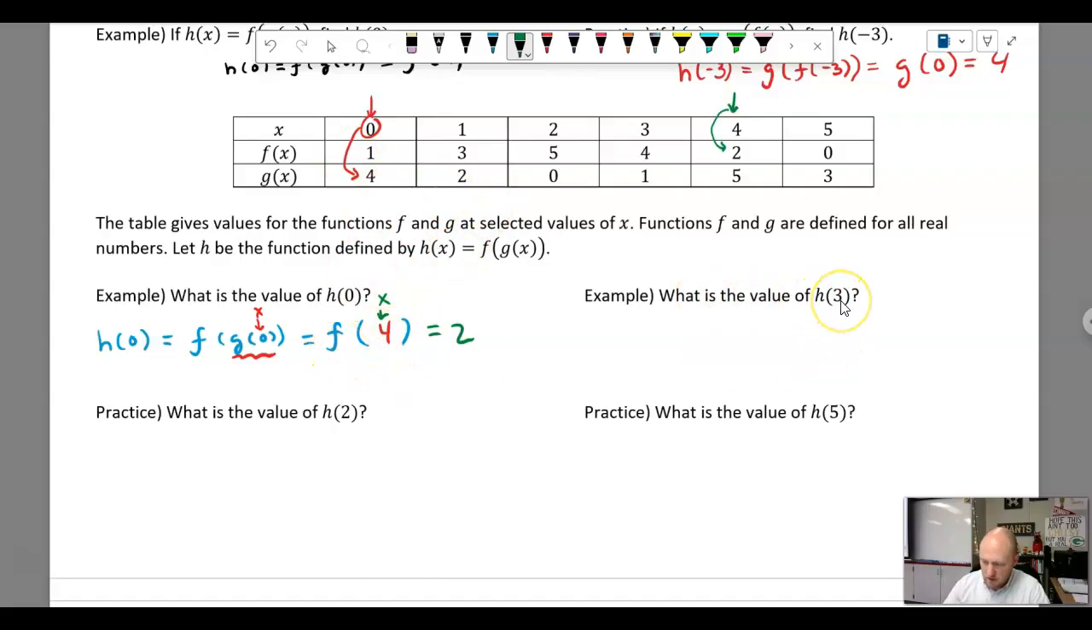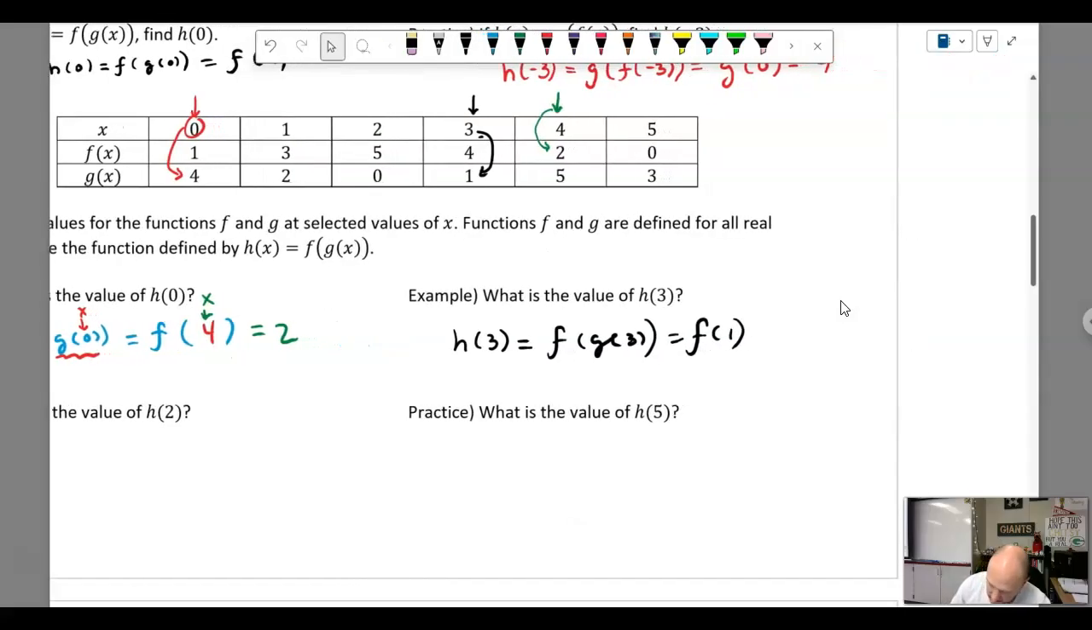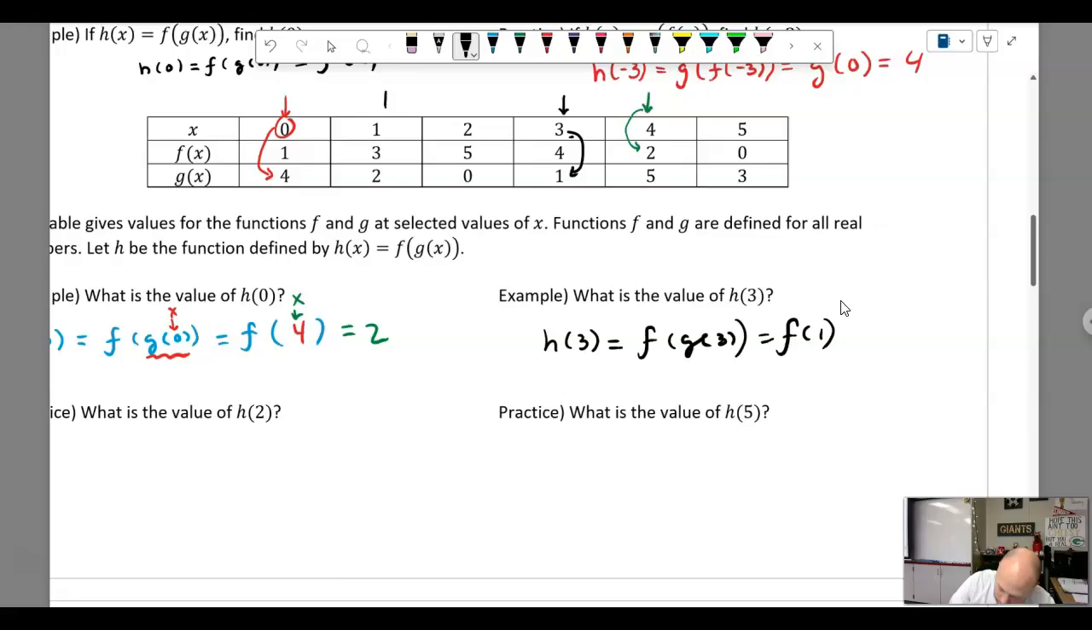Example 2, what is the value of h of 3? H of 3 is going to be f of g of 3. And so I'm going to go to my x value 3. I want g, which gives me 1. So this is f of 1. And then I want the f value at 1, which is 3.